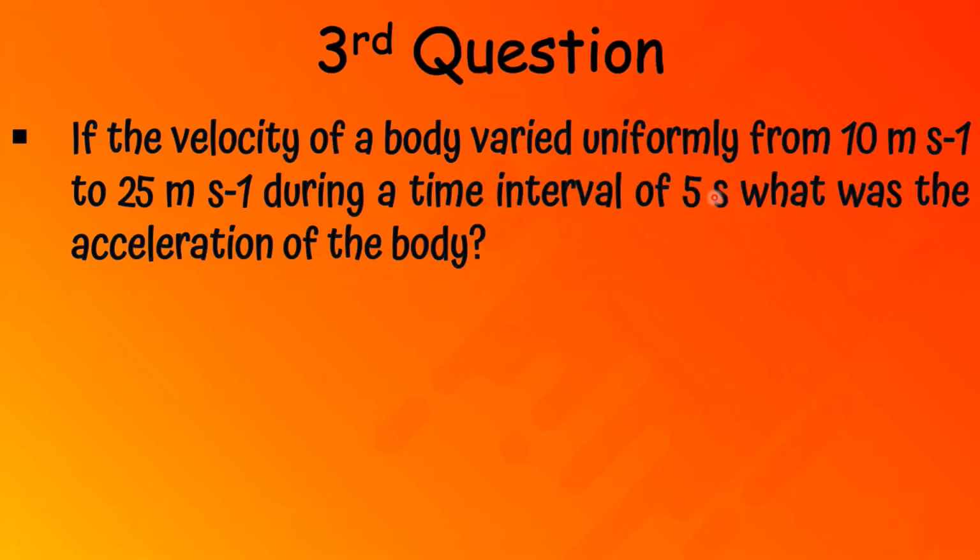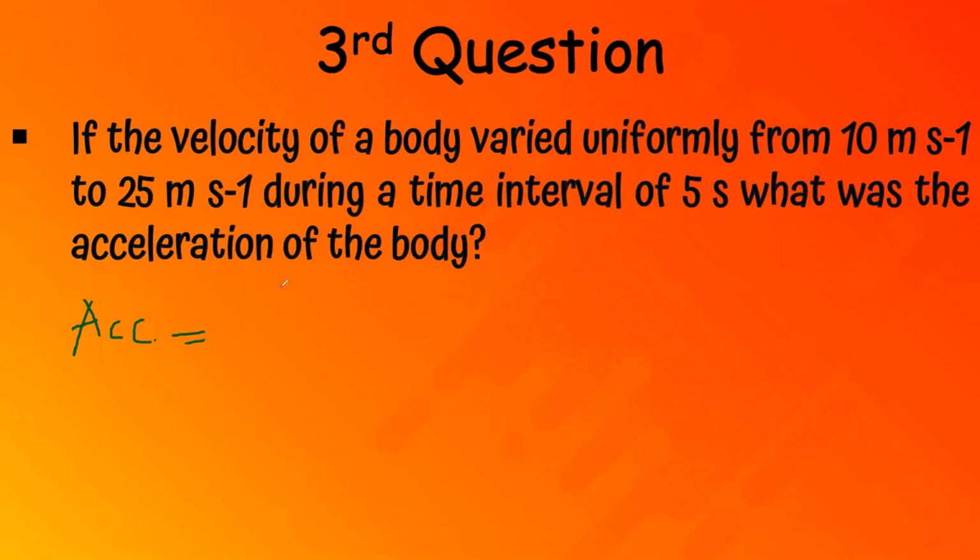This is third question. If the velocity of a body varied uniformly from 10 meters per second to 25 meters per second during a time interval of 5 seconds, what was the acceleration of the body? So the equation to find acceleration is acceleration equals change of velocity divided by time.